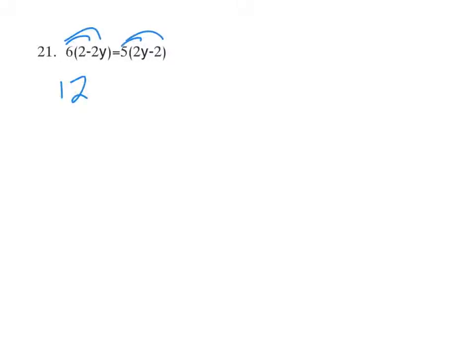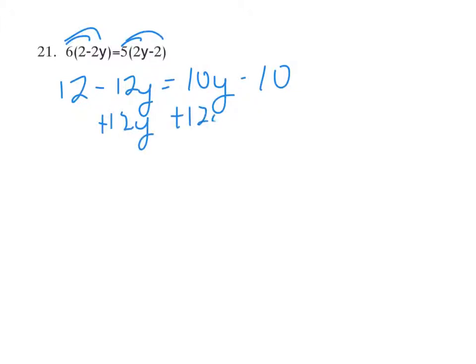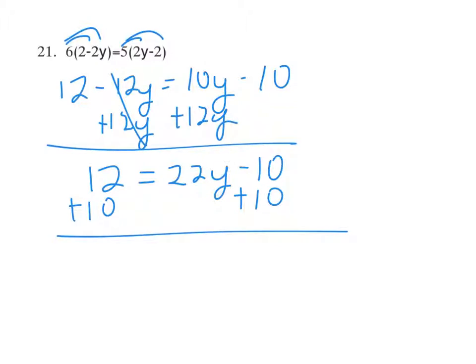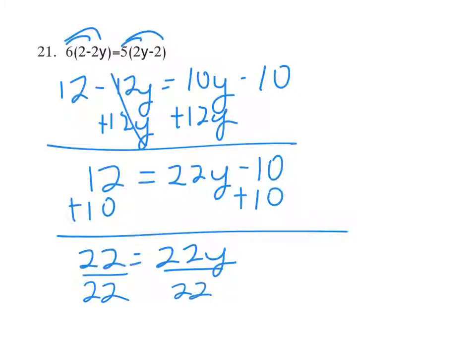So I've got 12 minus 12y equals 10y minus 10. I want to get my variable on one side, so I'm going to add 12y to both sides of the equation. So 12 equals, negative 12 plus 12 is nothing. 22y minus 10. I'm going to add 10 to both sides of the equation. So I have 22 equals 22y. Divide both sides by 22. So we have y equals 1.